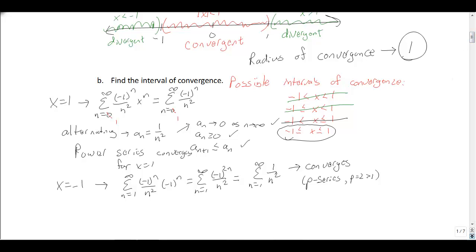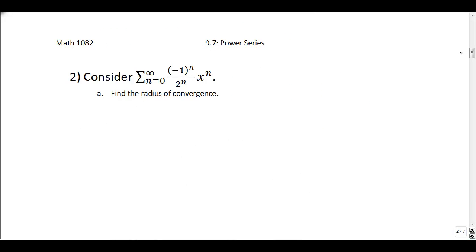Next one. So here's the same setup. We have negative 1 to the n over 2 to the n x to the n. So this one, I mentioned this in the first question, where a lot of times I'll do ratio test, unless I can take an nth root, which is going to work out just fine. So what I'm going to do is a root test. You could do a ratio test as well here. I just want to show the root test.